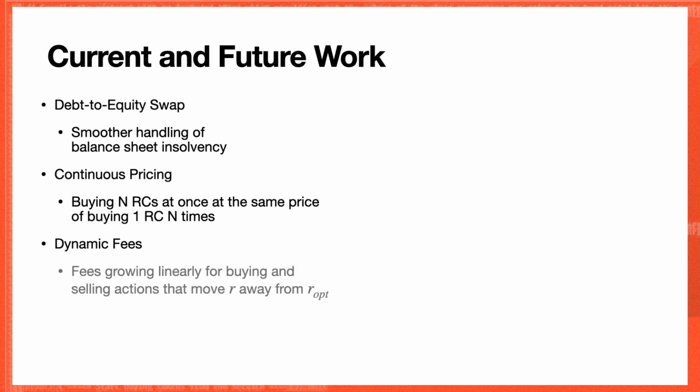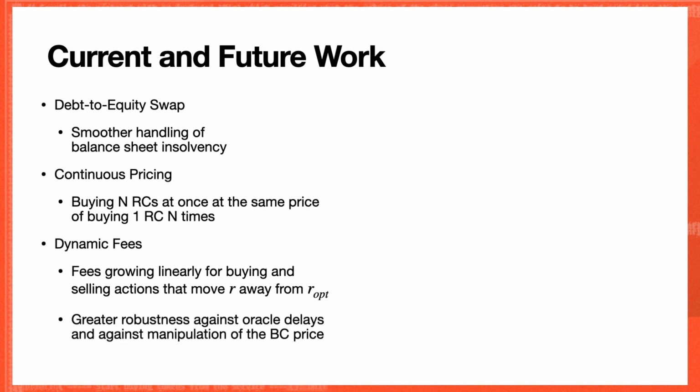We're also looking at dynamic fees. This would mean fees growing linearly for buying and selling actions that move the reserve ratio away from an optimum reserve ratio. The reason why we're looking at this is that it would provide greater robustness against oracle delays and against manipulation of the price of the base coin of ADA or ERG. We're also considering to include debt financing, so bonds in addition to equity financing, in addition to selling reserve coins. We could also replenish the reserves by selling bonds.